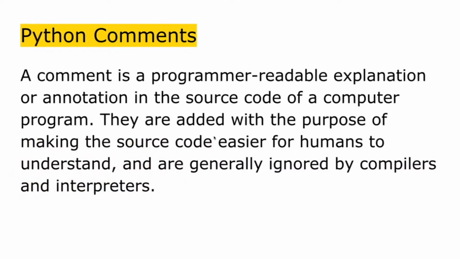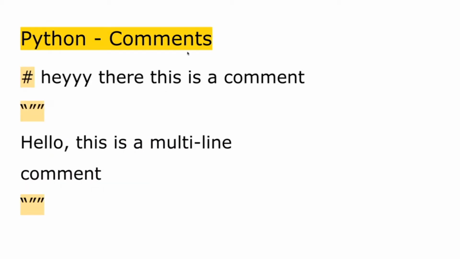So, Python comments. A comment is a programmer-readable explanation or annotation in the source code of a computer program. They are added with the purpose of making the source code easier for humans to understand and are generally ignored by compilers and interpreters. So how do we demonstrate this in Python? A single line comment is represented using a hashtag. So hashtag hey there, this is a comment. When we want to use multi-line comments, like a paragraph of a comment, we use 3 quotes and we say, hello, this is a multi-line comment. And we close that. So let me show you.